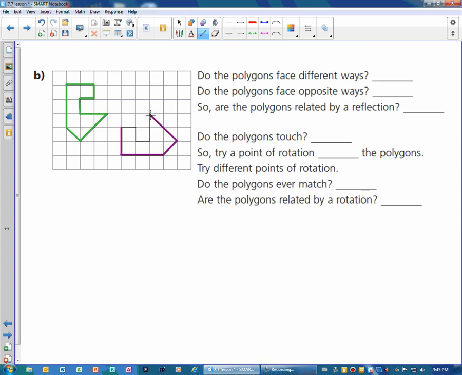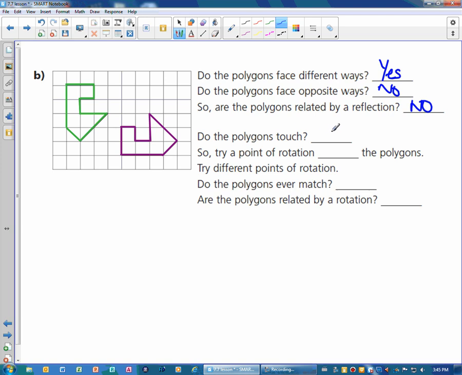There we go. Okay, now, the first question says, do the polygons face different ways? Yeah, they do. Okay, do they face opposite ways? I would say no, they don't face opposite ways. This one's down and this one's to the right. Those aren't opposite of each other. So are the polygons related by reflection? I would say no. It's not like this one got flipped over a line anywhere that you could draw.